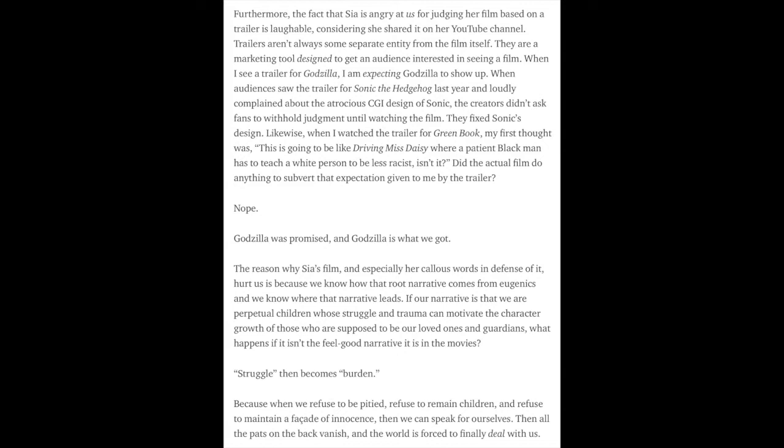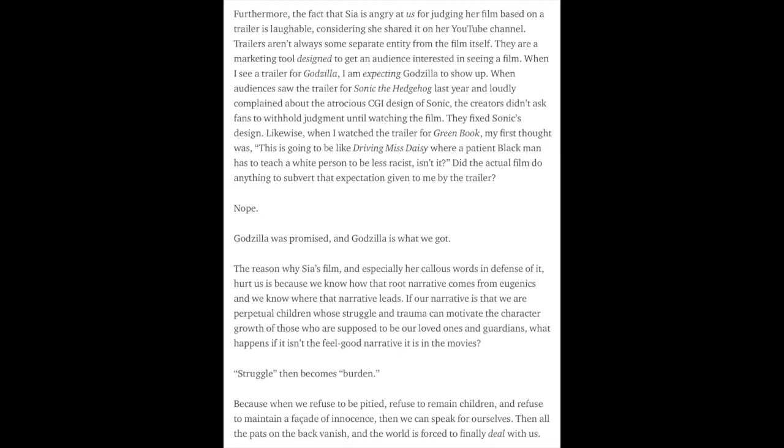They fixed Sonic's design. Likewise, when I watched the trailer for Green Book, my first thought was, this is going to be like Driving Miss Daisy, where a patient black man has to teach a white person to be less racist, isn't it? Did the actual film do anything to subvert that expectation given to me by the trailer? Nope. Godzilla was promised, and Godzilla is what we got.